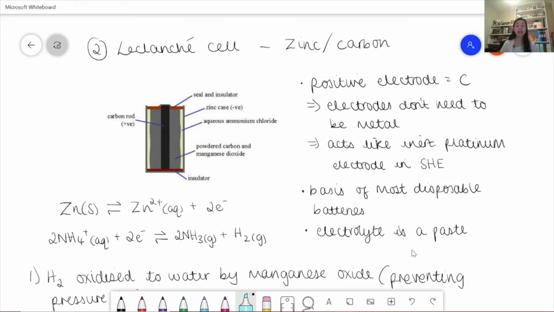So this is the standard cheap non-rechargeable cell, and it has a fairly short lifespan, and it can't be recharged, so we have to dispose of it after a single use. So that's why they're very, very bad for the environment. So these are the two equations that we have set up in the cell. And we can see that the zinc is being oxidized and the ammonium ion is being reduced.